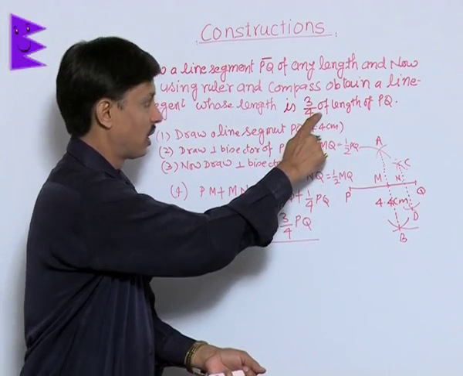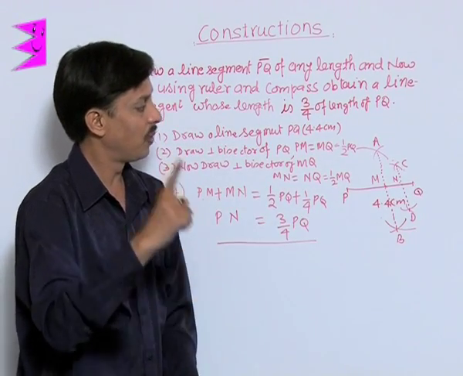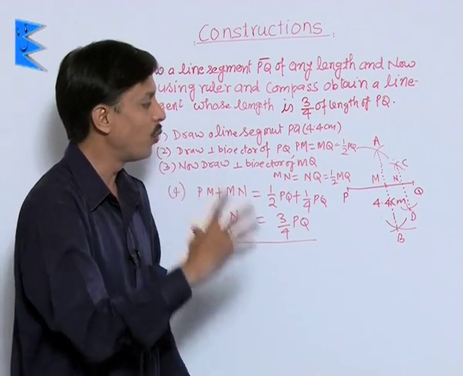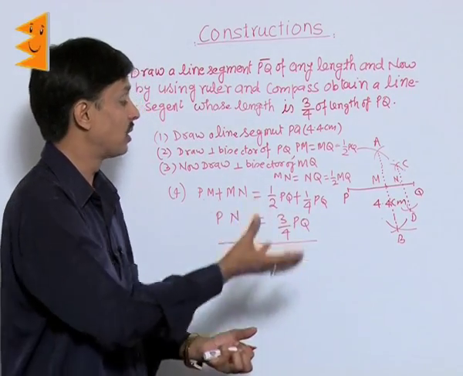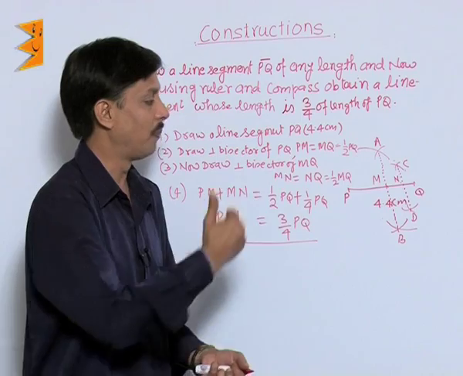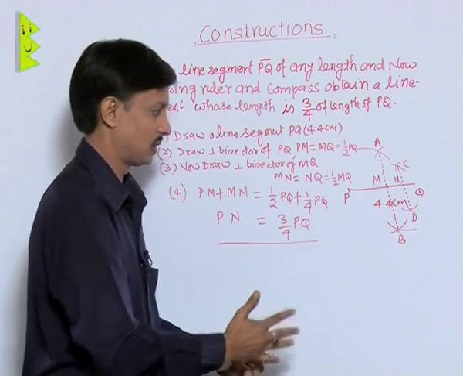This was our target objective in this question, that with the help of ruler and compass, how we can draw a line segment and how we can obtain its 3/4. With the help of drawing the perpendicular bisector 2 times, I have drawn this.